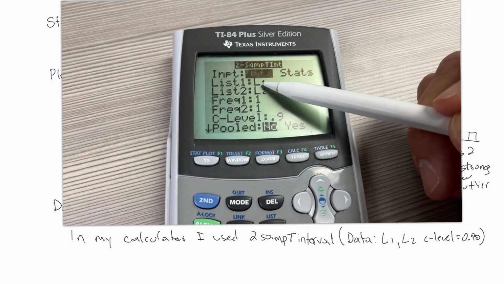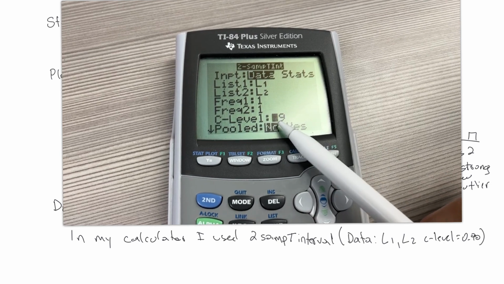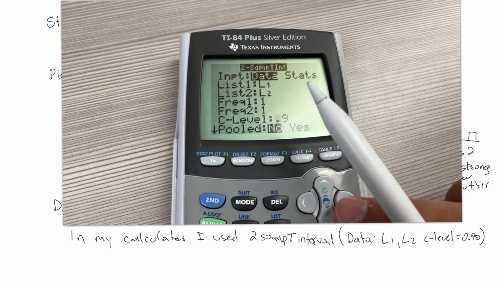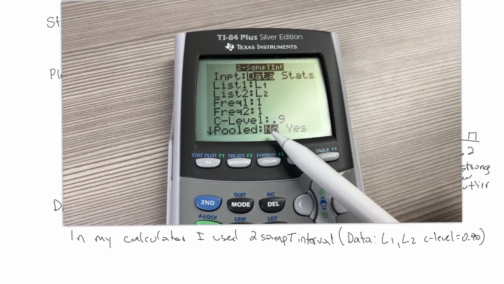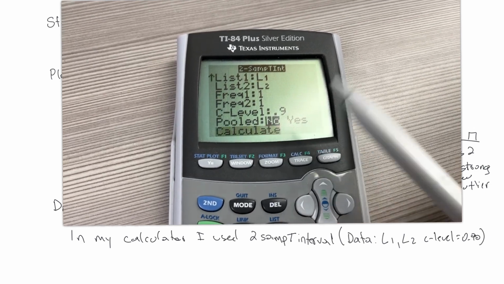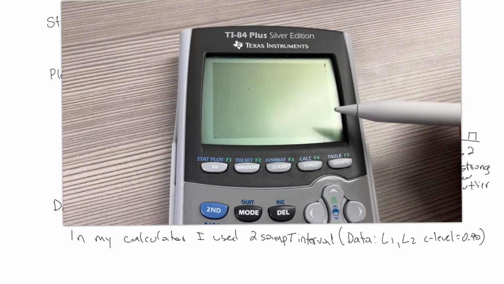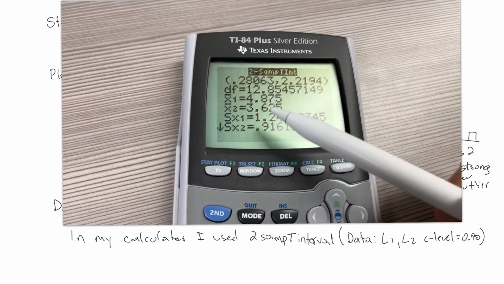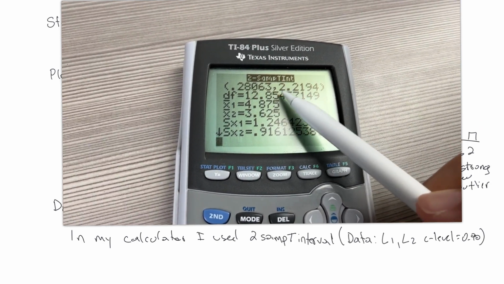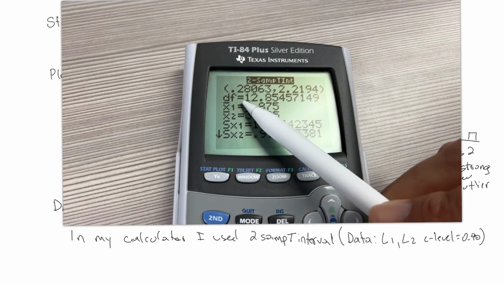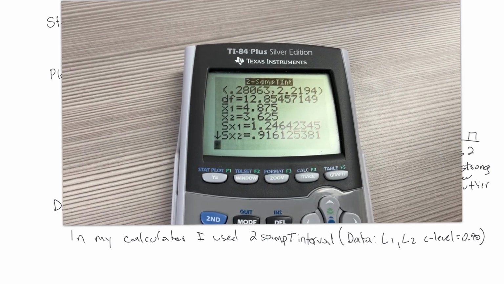So we do have list 1 and list 2, and then you go down to the confidence level. Double check your confidence level is 90%. Never pooled for the means. You never use pooled, so you always say no, and then you calculate. It might take a second, but there we go, you have your interval from 0.28063 to 2.2194. You write that down on paper, and you will have your confidence interval.